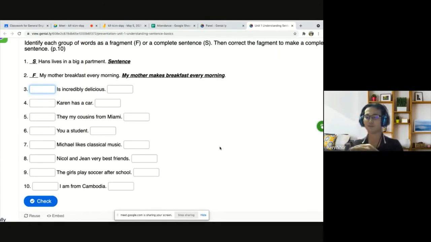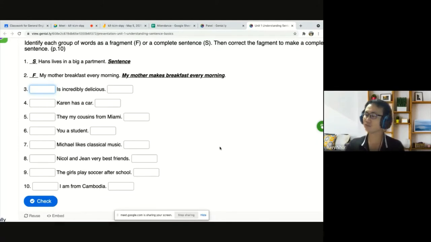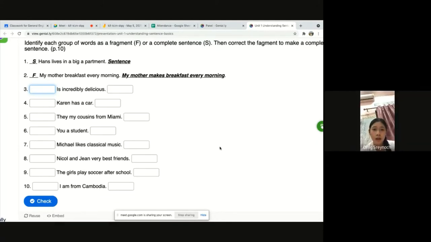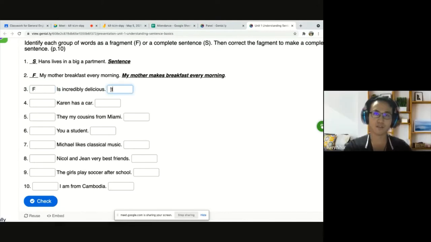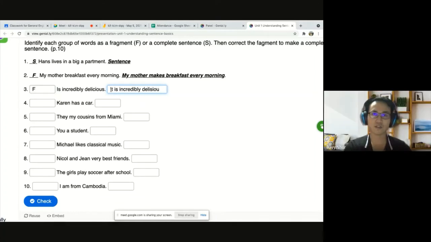It is a fragment. How do you correct it? It is incredibly delicious. Okay, so you add the subject. It is incredibly delicious. Okay.